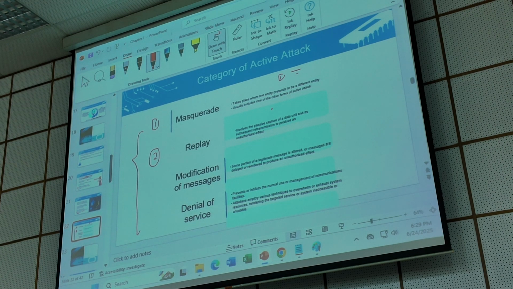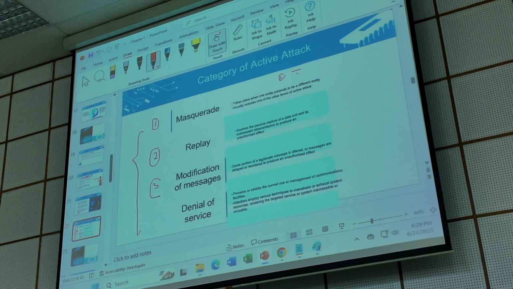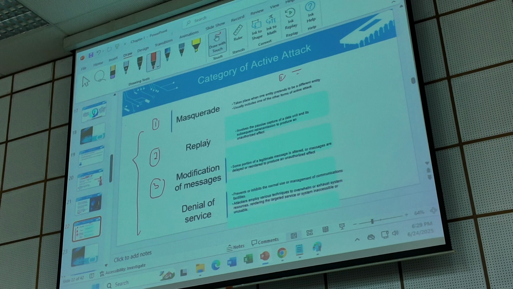Capture of data until it is subsequently transmitted to produce an unauthorized effect. So the third one is modification of message. This one you know, modify the message. The last one is denial of service.